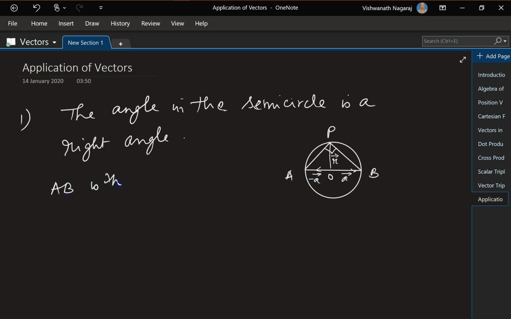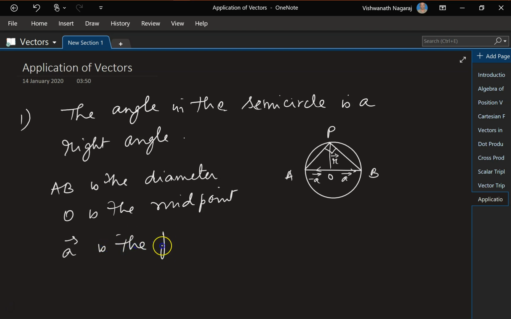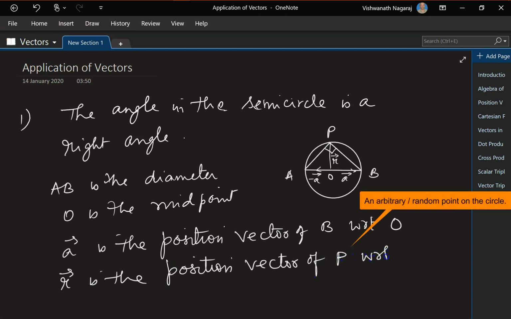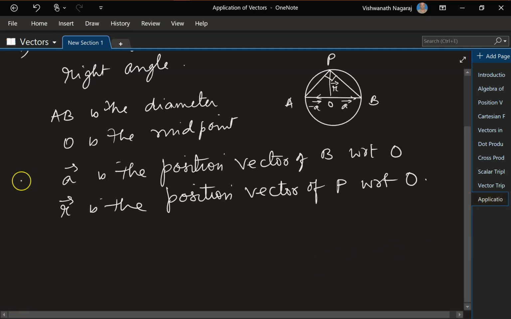AB is the diameter, O is the midpoint or the center of the circle, A is the position vector of B with respect to O. R is the position vector of P with respect to O. Now remember, OA is OB, R is OP, and OA would be equal to A itself. The only thing is the direction is different, so this would be equal to minus A.